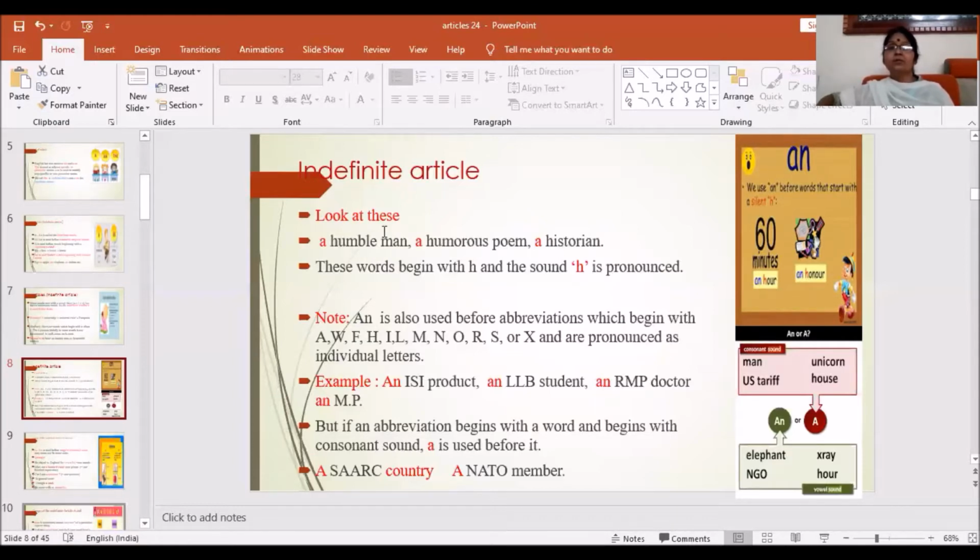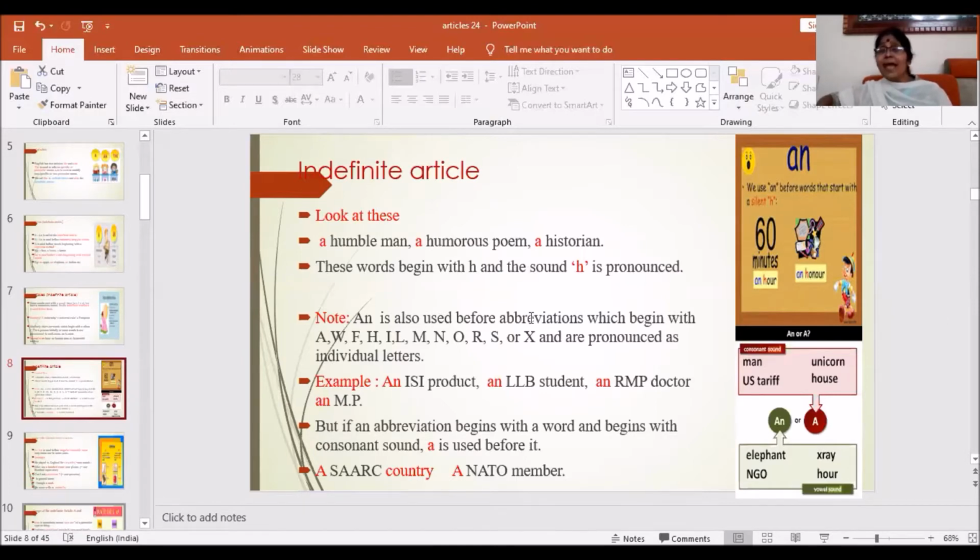Historian, here it is not giving a vowel sound, it is giving a consonant sound. So we write a humble man, right? A humorous poem, a historian. So these words begin with H and the sound H is pronounced.